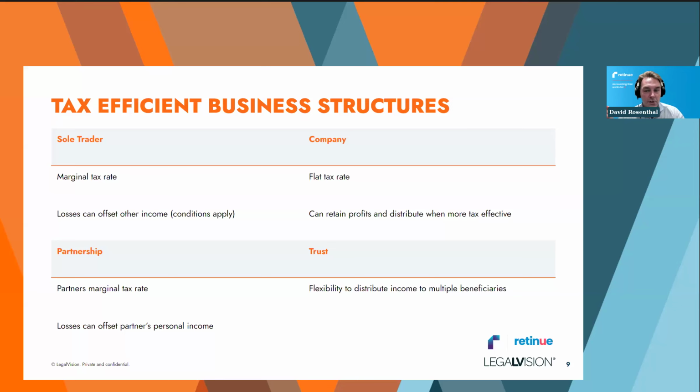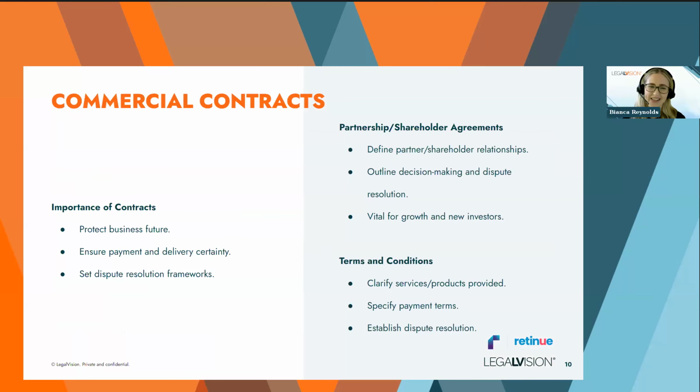So a lot of people always ask me, what's the right structure? There's no one right structure. You always got to, as Bianca said, weigh up between asset protection and from my end, there's tax minimization. So you always got to play with those two and really get the advice and get it right from the start. So I'll move on to the next section with Bianca. Great. Thanks so much, David.